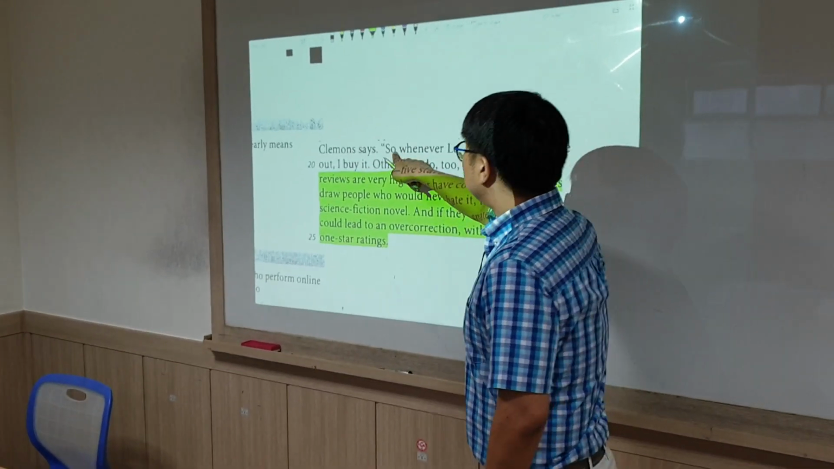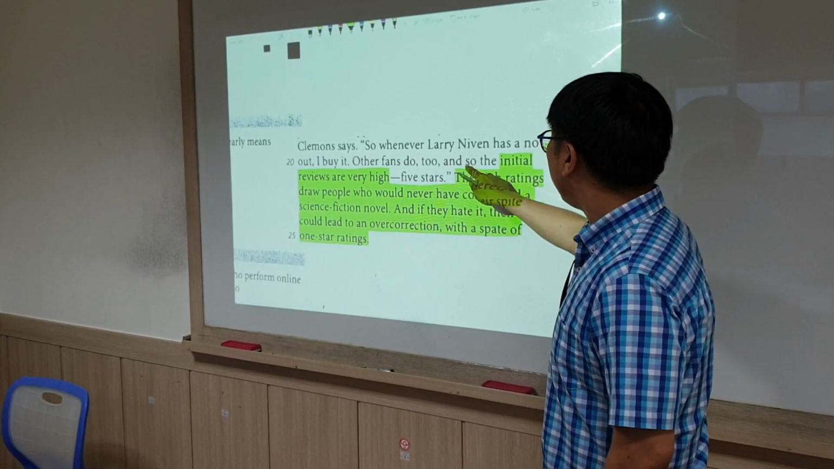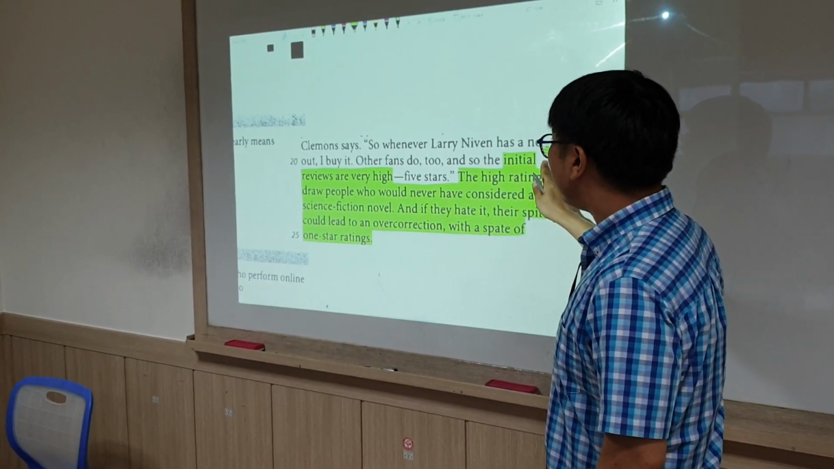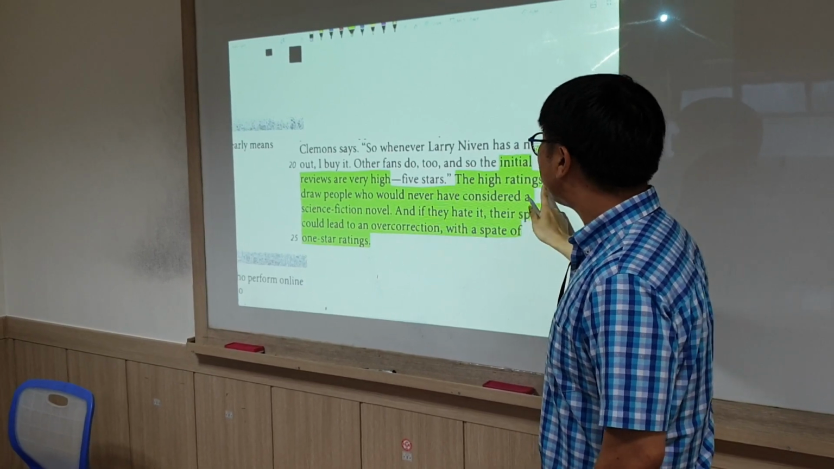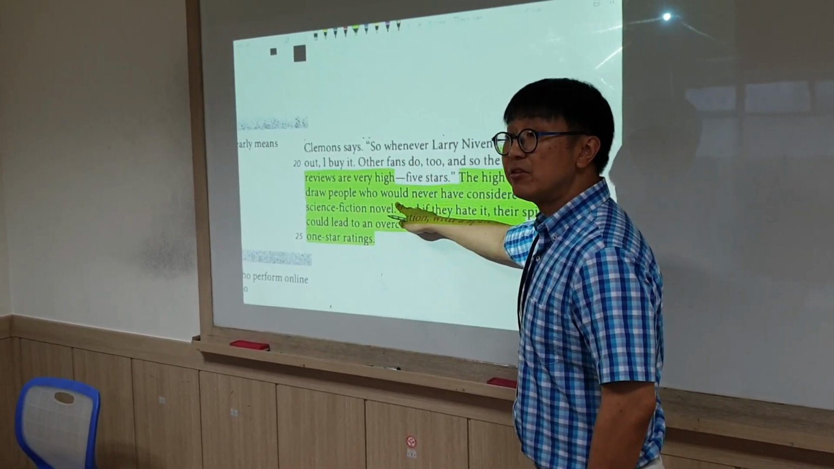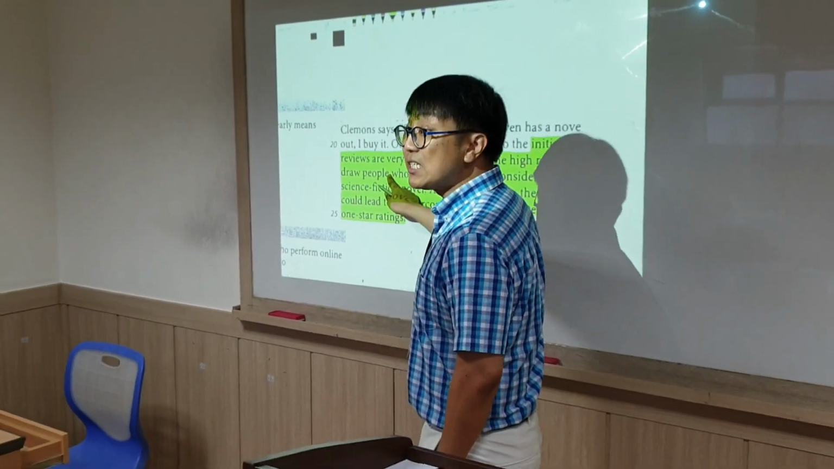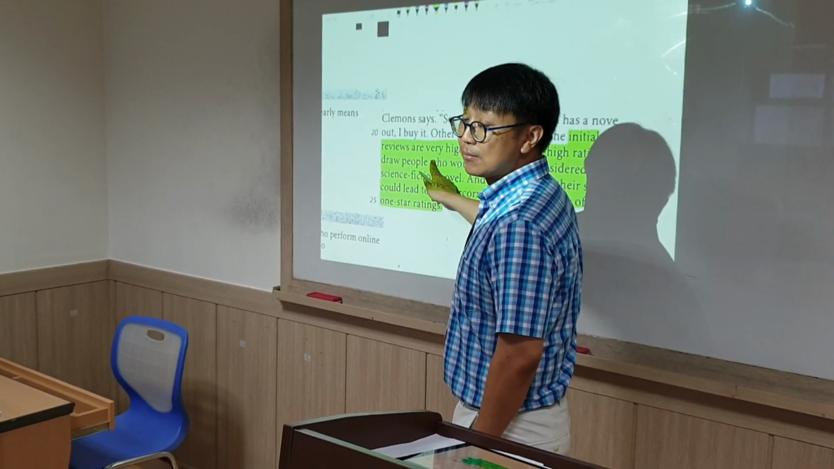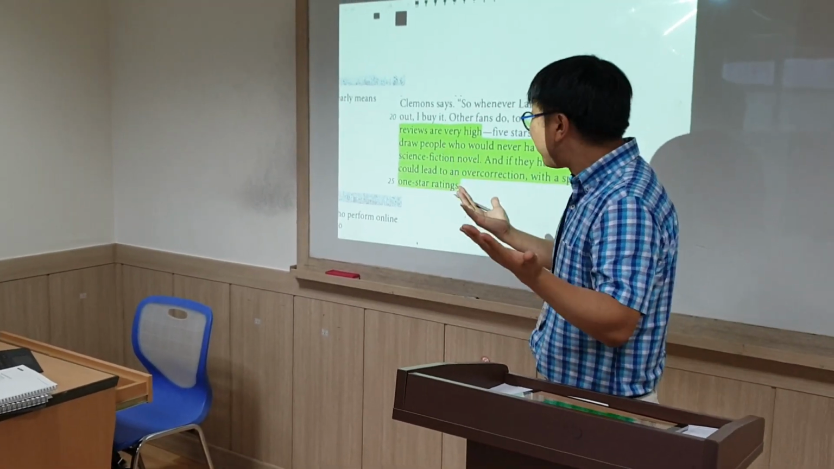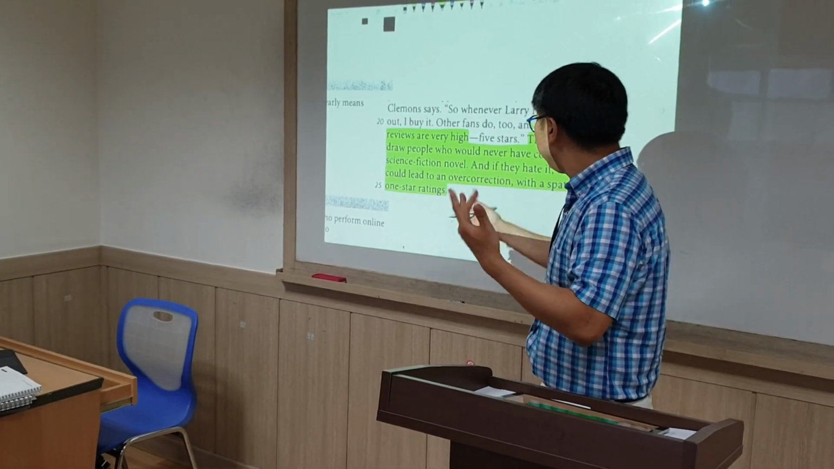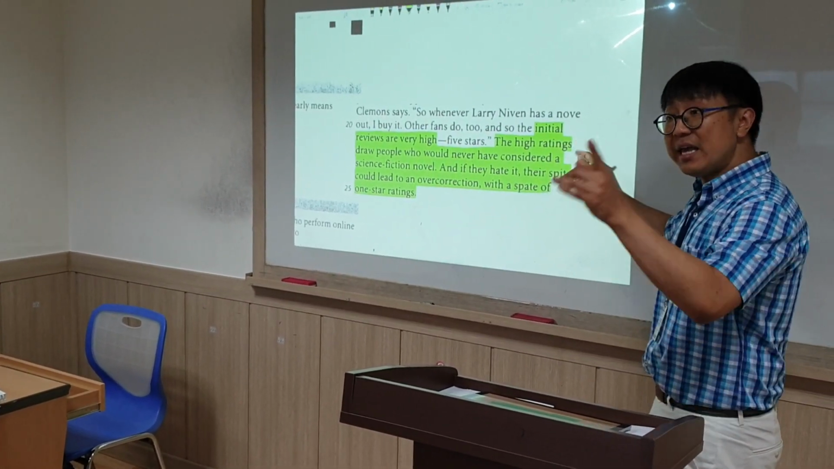Let's start here. So whenever Larry Niven has a novel out, I buy it. Other fans do too. And so the initial reviews are very high, 5 stars. The high ratings draw what? What does it draw? Leanna, here we have draw the verb. What is it drawing? People. So are we drawing people? Are we drawing a picture of them? Are we tracing them? Look at what it says, the high ratings. That's what does this, right? And what is a high rating?